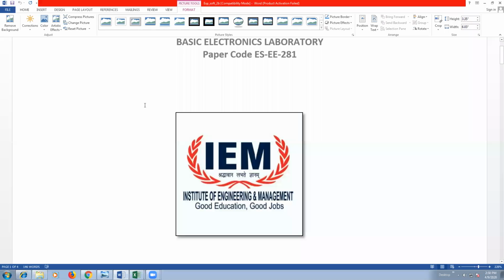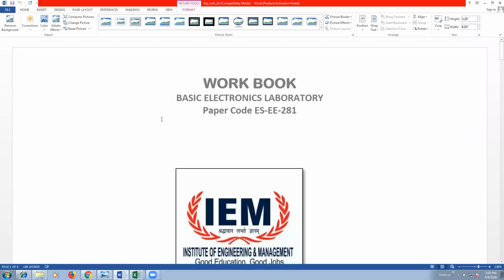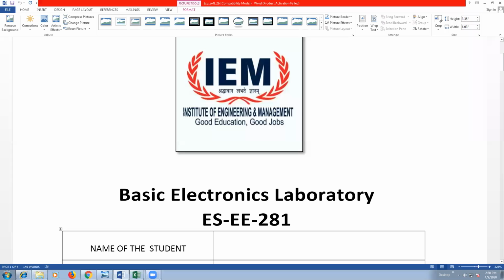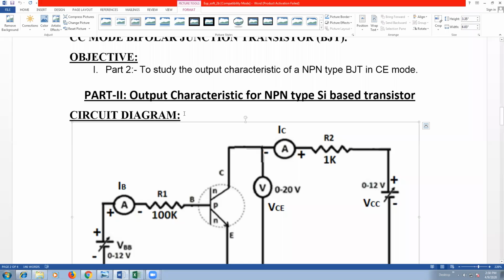Good afternoon to all my dear students and respected colleagues. Today we are going to perform the electronics experiment: the output characteristic for an NPN type silicon based transistor.